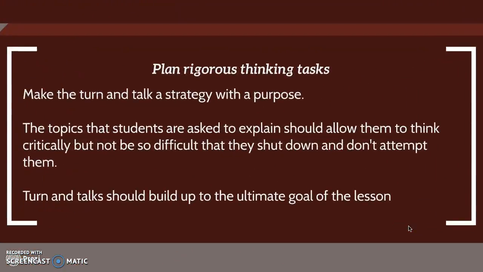And then plan rigorous thinking tasks. So make the turn and talk a strategy with a purpose. Not just "turn and talk and tell me the definition of this vocabulary word." Actually make it something where they have to think and work their way through a process with one another in order to reach a solution. The topics that students are asked to explain should allow them to think critically, but not be so difficult that they shut down or don't attempt them. And then turn and talk should build up to the ultimate goal of the lesson. So kind of little stepping stones as we go till we reach our objective for the day.